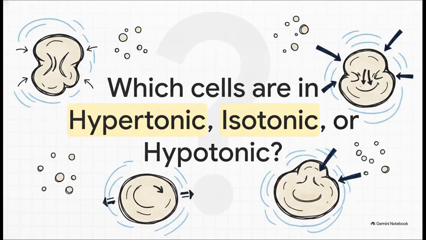Okay, quick formative check to see if we're all on the same page. Based on everything we just learned about osmosis, think about how water affects the size of red blood cells. If a cell shrinks because water is leaving it, what kind of solution is it in? If it stays perfectly the same, what is that called? And if it swells up like a balloon because water is rushing in, what is that? Keep those terms, hypertonic, isotonic, and hypotonic, in mind.